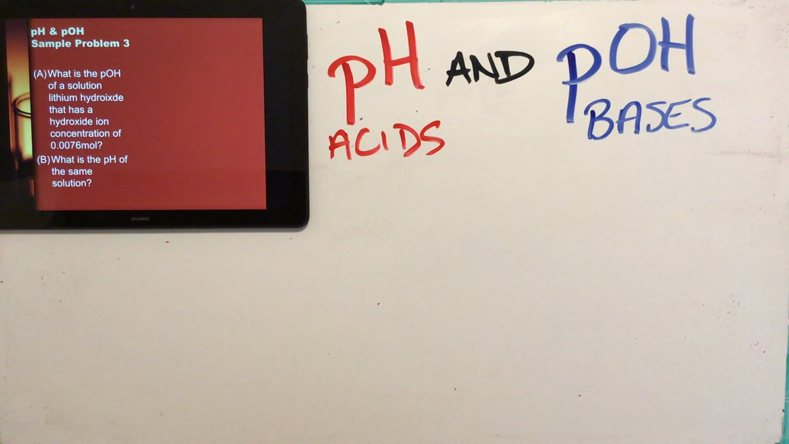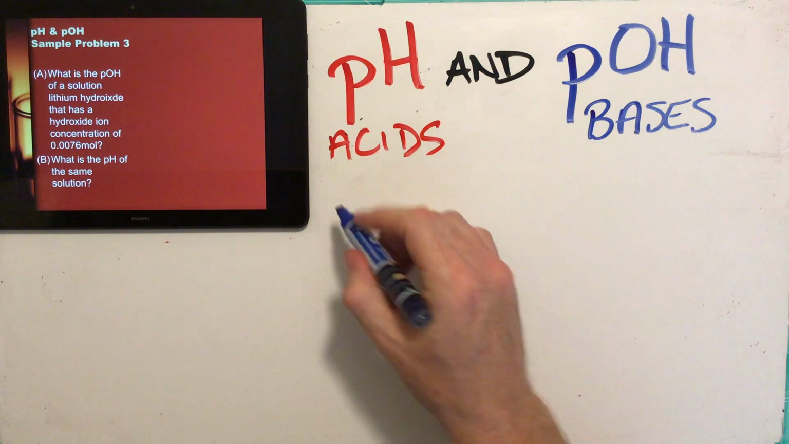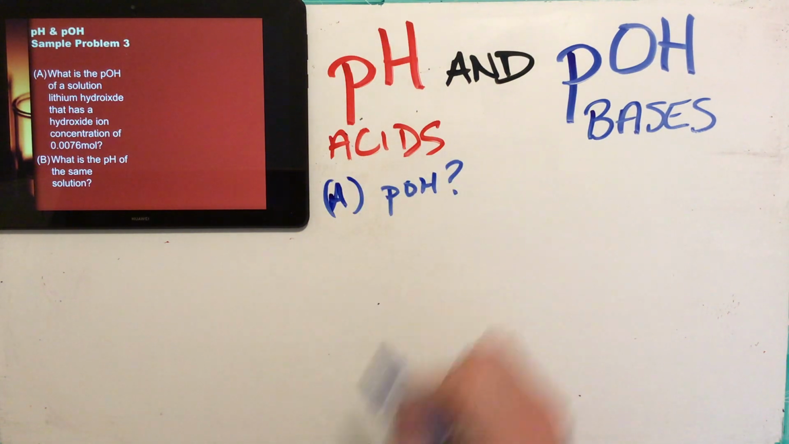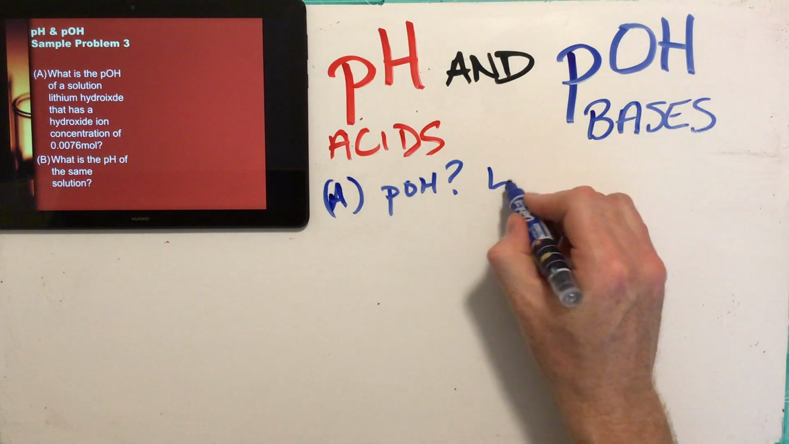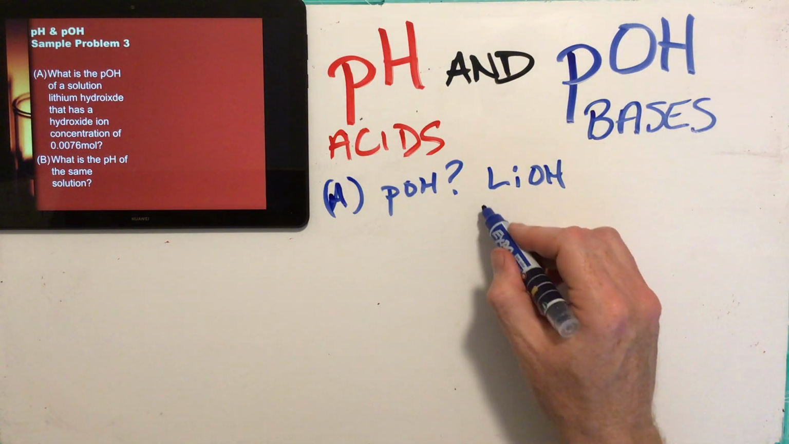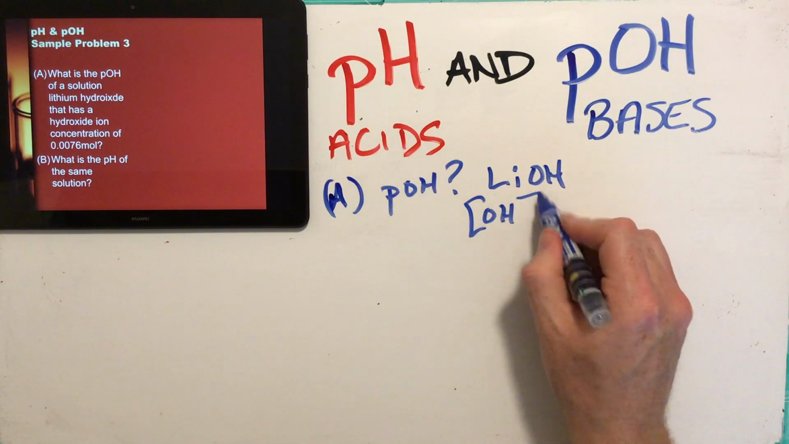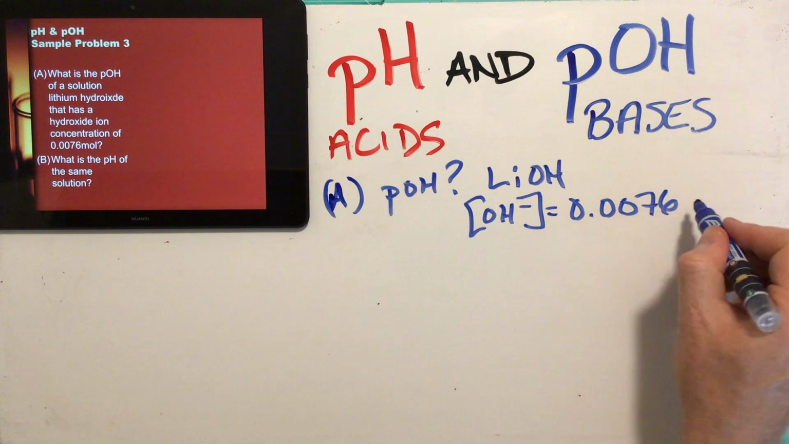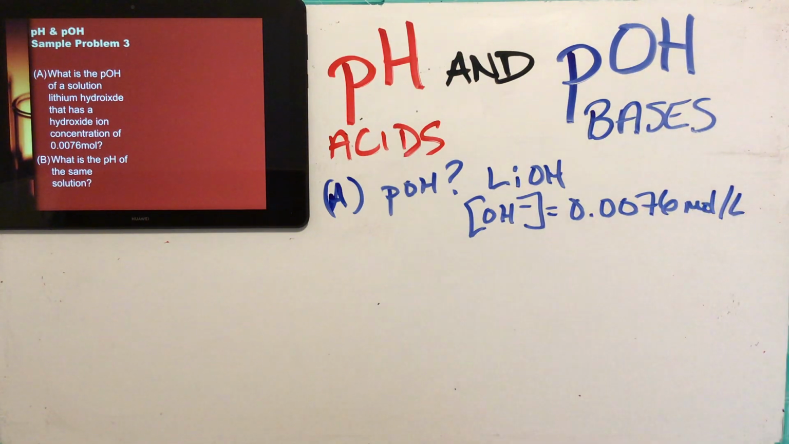Our third problem says, what is the pOH of a lithium hydroxide solution that has a hydroxide ion concentration that is equal to 0.0076 moles per liter? All right?